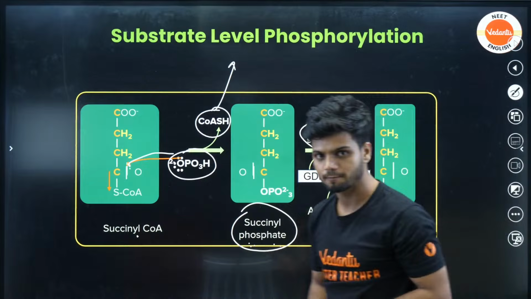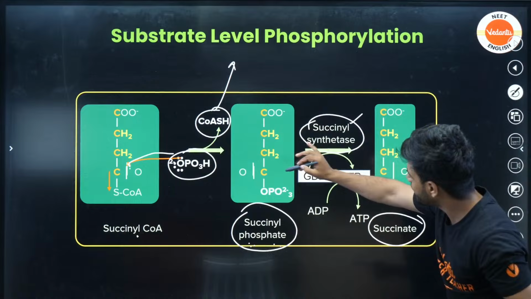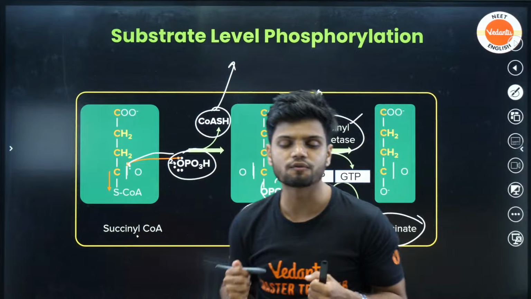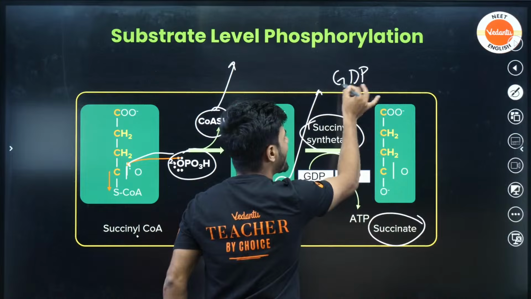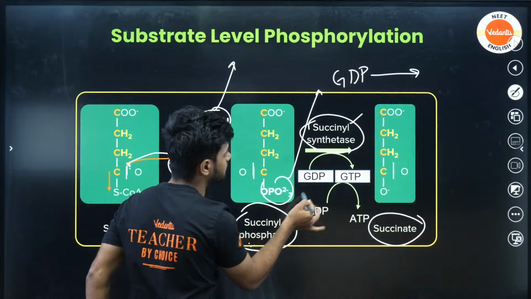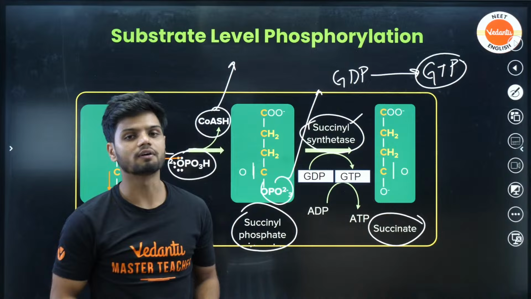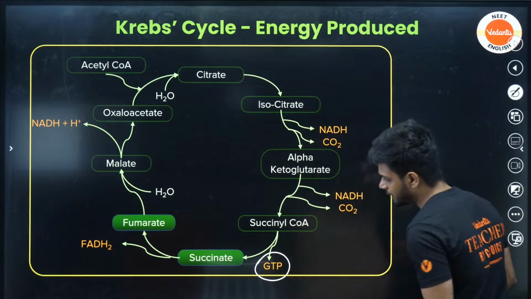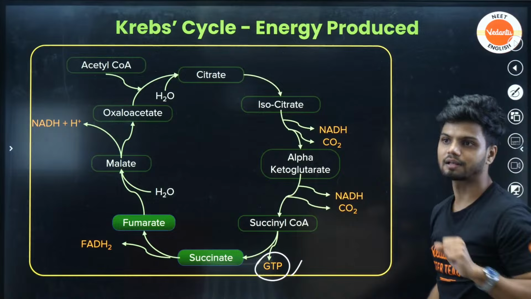Why is it important? Because when we are converting from succinyl phosphate to succinate, the free phosphate is released outside. That free phosphate is taken up by GDP, guanine diphosphate. Guanine diphosphate takes up the phosphate from here and gets converted to guanine triphosphate. That's why, can you see here? From converting succinyl CoA to succinate, 1 GTP is released. Clear?